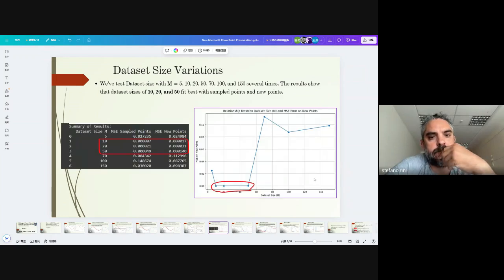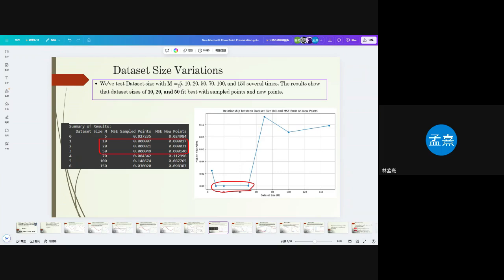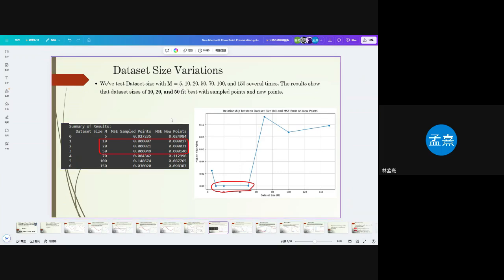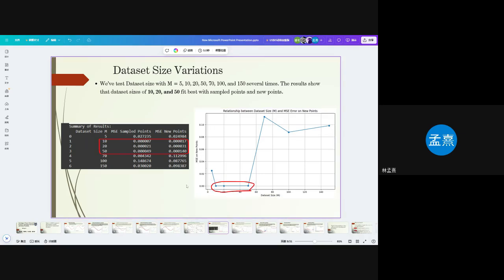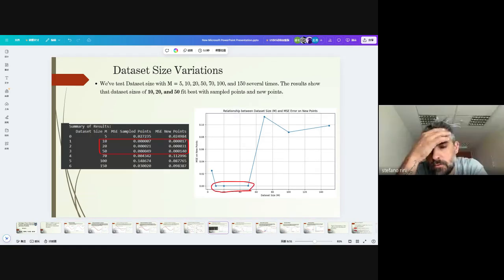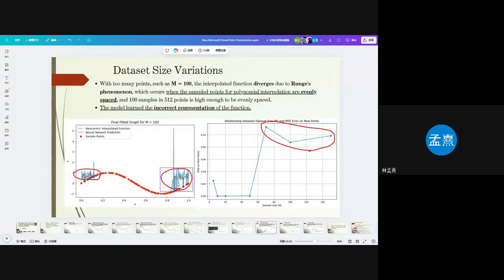So here is the data set size variation, and we have tested with m equals 5 and so on. The result shows that 10, 20, and 50 fit best with the sample function and also with new points. The graph on the right is data set size versus the mean square error on new points. So wait a second, why is the MSE going up? It's because of this oscillation. Okay, good.